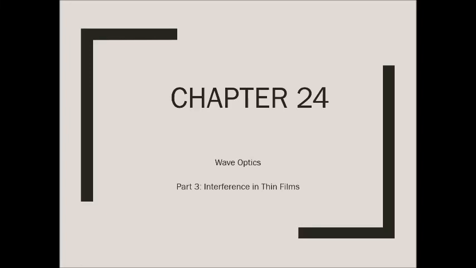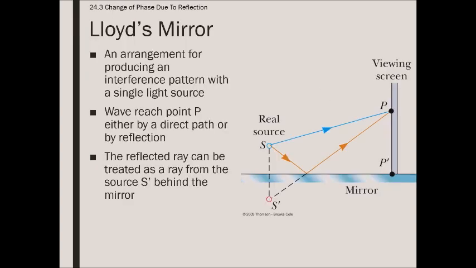Now we're going to move on to the third part of Chapter 24, where we're going to talk about interference of thin films and interference due to reflection and refraction. So first we're going to start out with the reflection and what interference looks like when we have light reflected off of a surface. And the first experiment was done by a fellow named Lloyd, so it's called Lloyd's mirror.